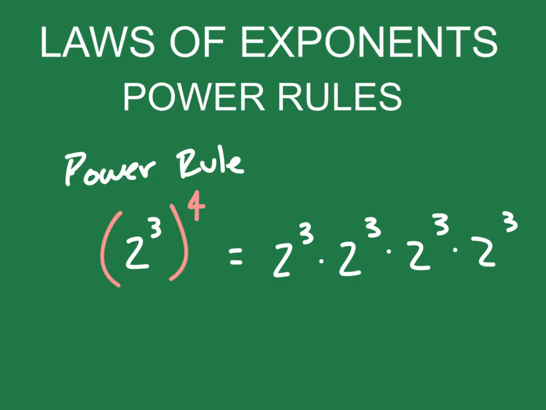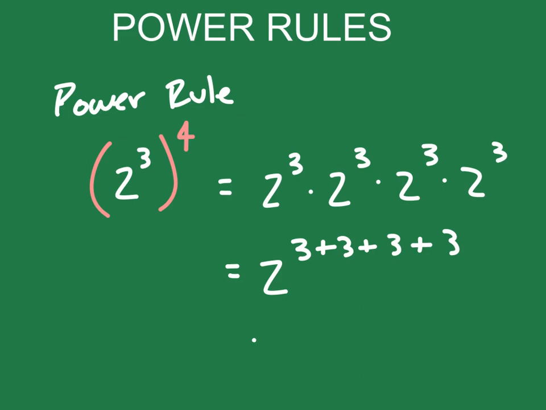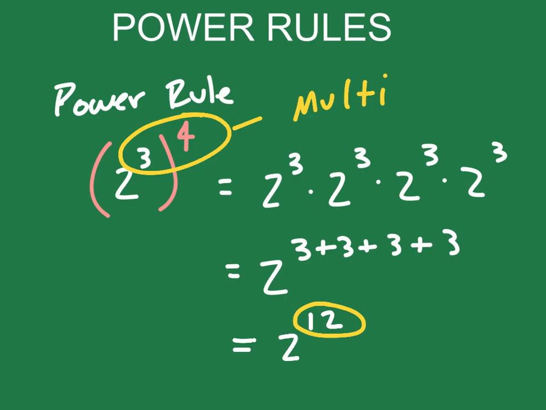Now, what we know from using the product rule, we would add our exponents. All right, so, we're using multiple rules here, but we could write that as 2 to the 3 plus 3 plus 3 plus 3 power, which would eventually get us to the answer of 2 to the 12th power. All right. So the question is how do you use the numbers 3 and 4 to get 12? And the answer is that you multiply, okay?